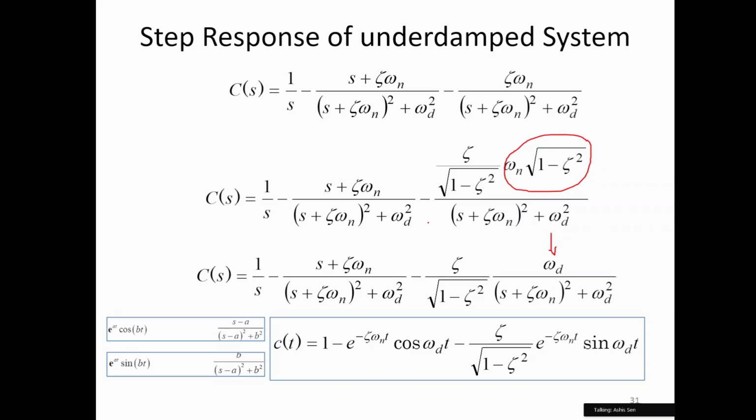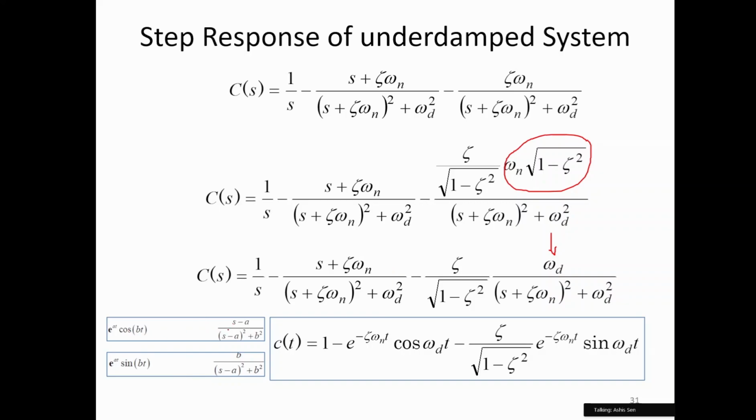Now we have the Laplace inverse of each one of these terms. So if you want to go from the frequency domain to the time domain, you can write: Laplace inverse of 1 over s is basically 1. And the Laplace inverse of this term here is similar to what you see here.